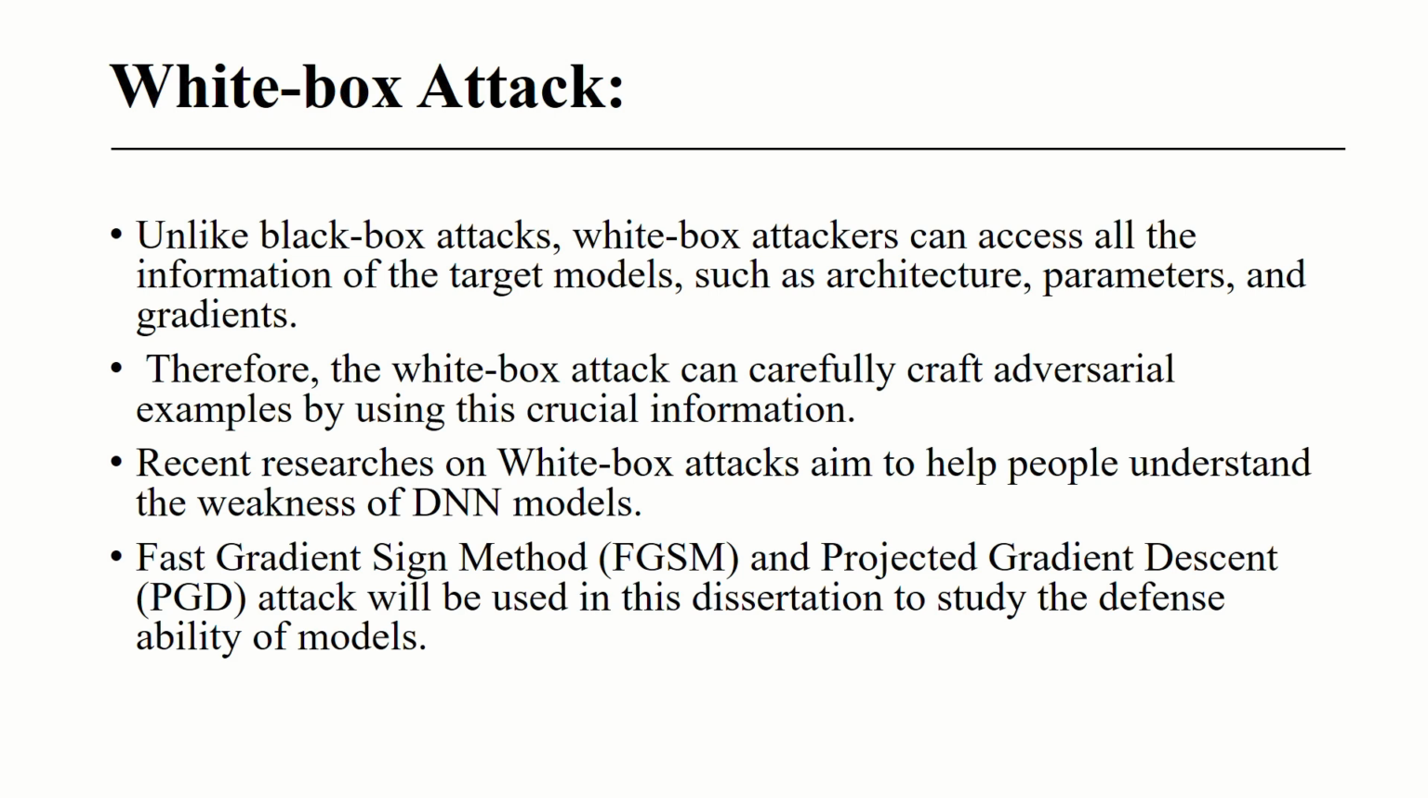White box attacks. Unlike black box attacks, white box attackers can access all the information of the target models, such as architecture, parameters, and gradients. Therefore, the white box attacks can carefully craft adversarial example by using this crucial information. Recent researches aim to help people understand the weakness of DNN models. Fast gradient sign method (FGSM) and projected gradient descent attack will be used in this discussion to study the defensibility of models.